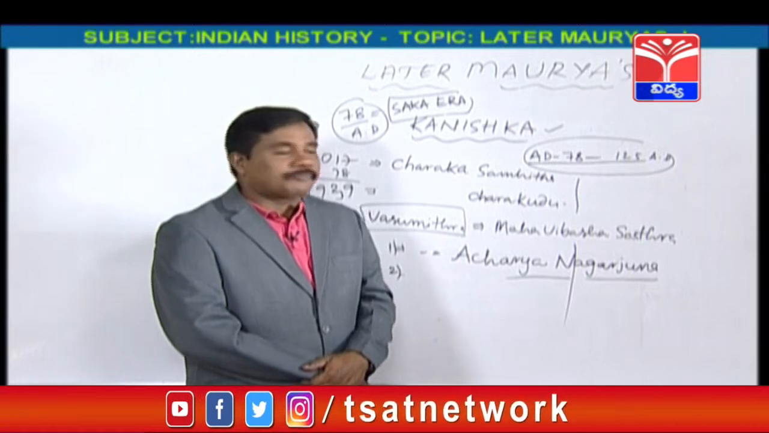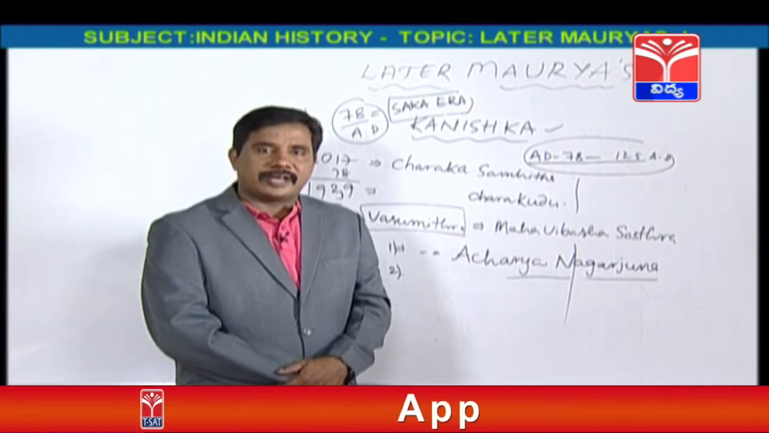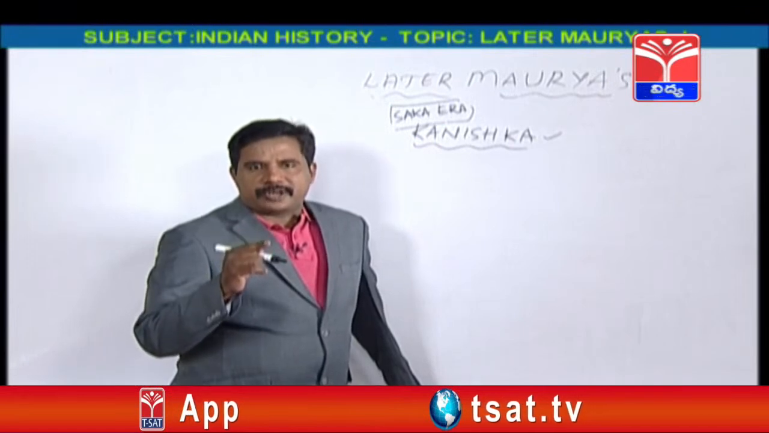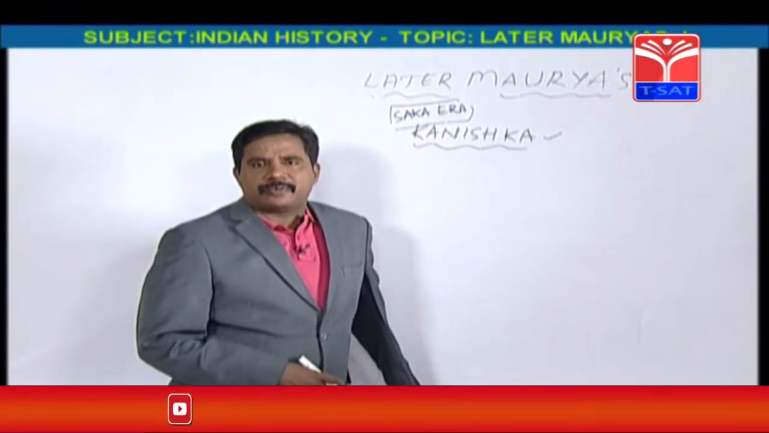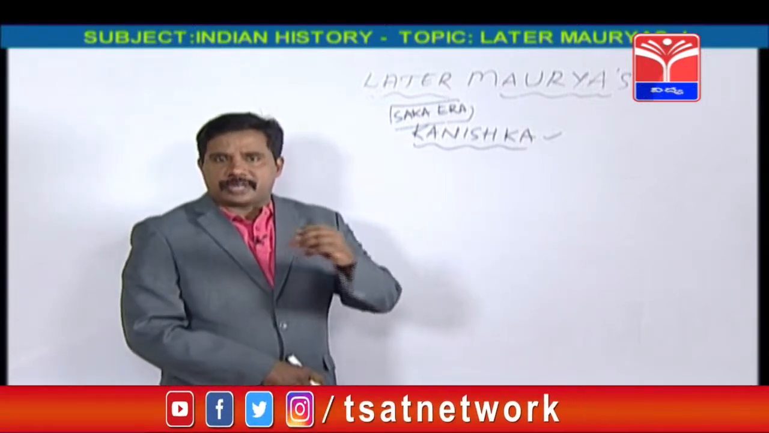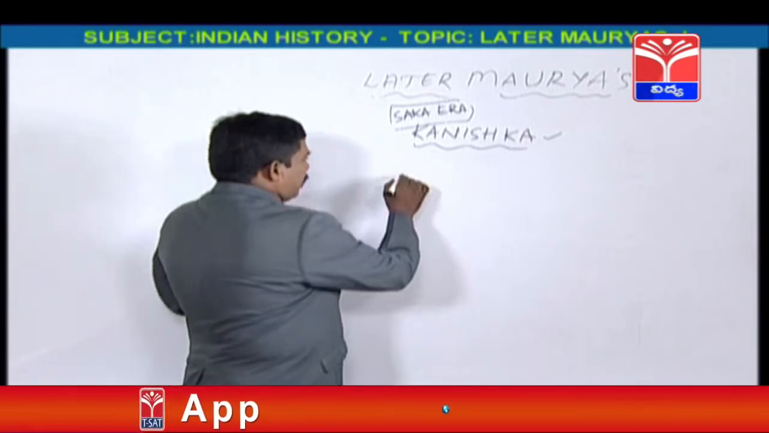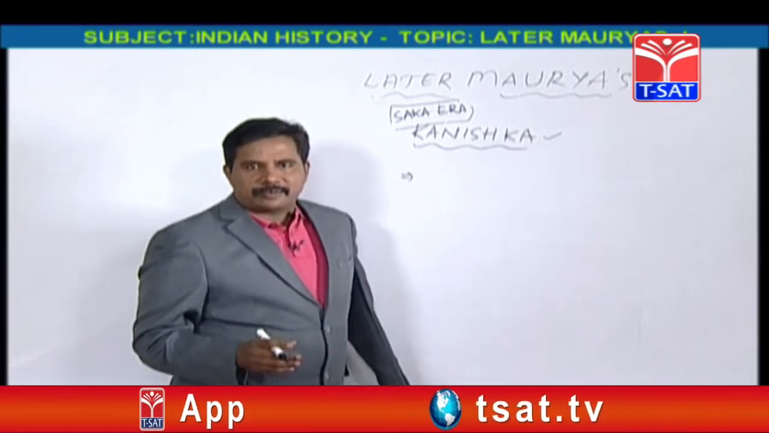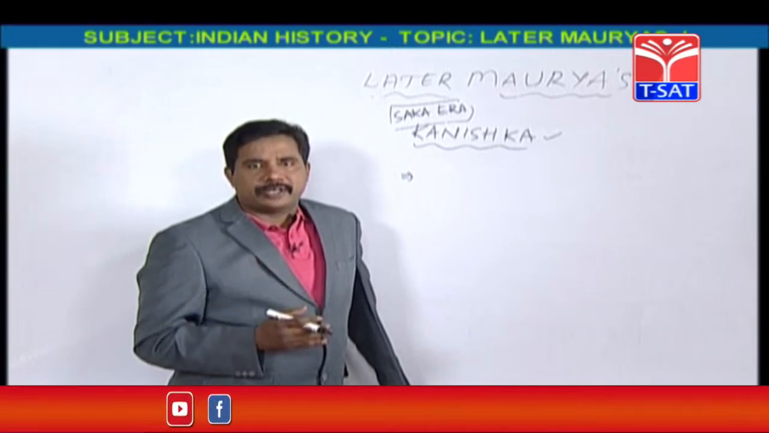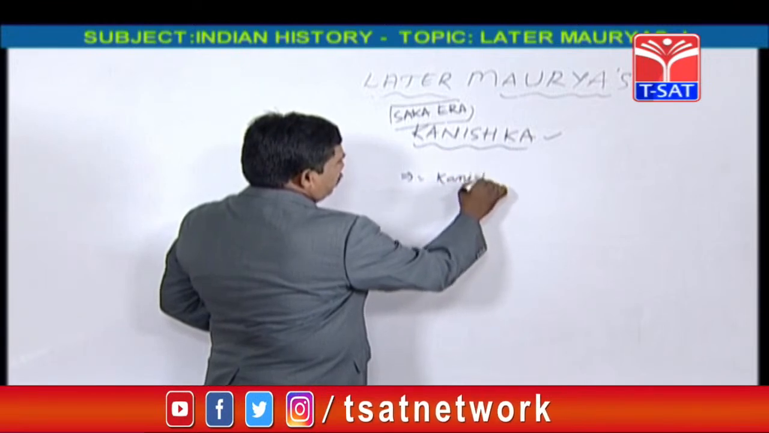Among the Kushans, Kanishka was the important and greatest ruler. In his period the Silk route started. Silk route means the route from China through Central Asia up to Rome, transporting silk. Kanishka took Buddhism through the preaching of Ashwagosha, and he also constructed Kanishkapuram.